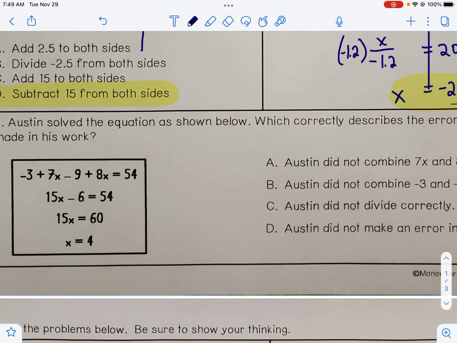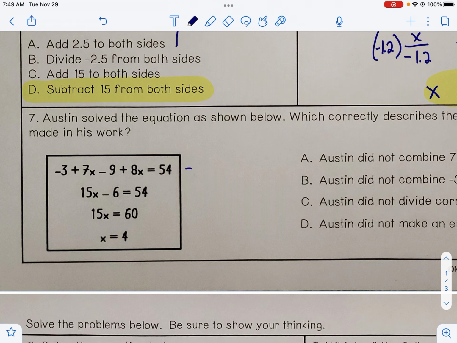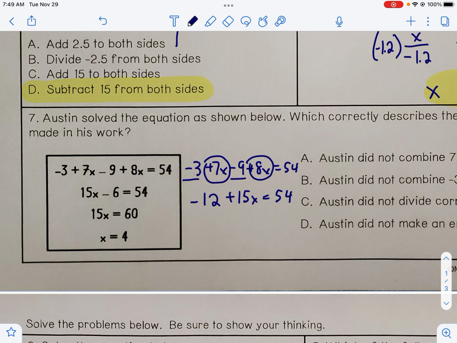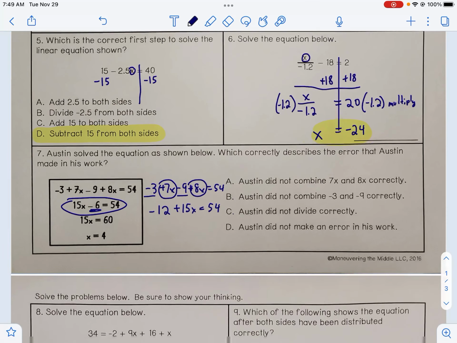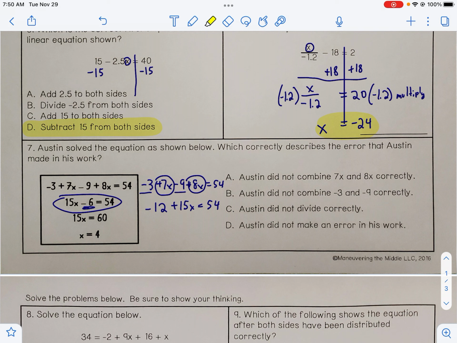For number 7, to show our work, if we copy the first step over, we will combine like terms. Negative 3 and negative 9 makes negative 12. Plus 7x and plus 8x combined together make 15x. So, looking at the work that Austin showed, instead of negative 6, the mistake is that instead of negative 12, Austin made a mistake combining together negative 3 and negative 9. So the correct answer choice is answer choice B.